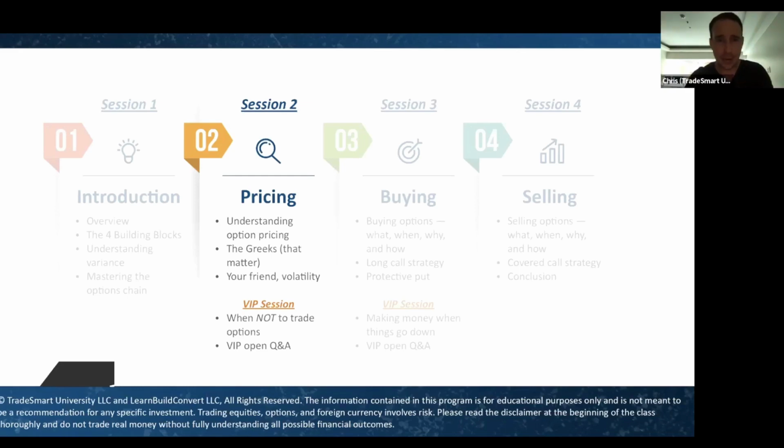In the money, at the money, out of the money. These are things that you'll hear me say all the time, and anyone else that trades options, you'll hear that terminology frequently, as well as the Greeks, which are some of the variables that go into the option pricing and how we measure those. And then we'll end up with a discussion of volatility.